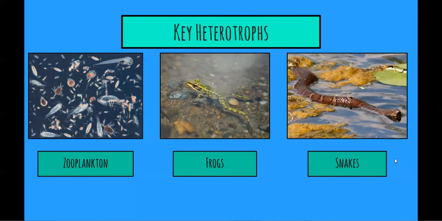Key heterotrophs. So zooplankton, the small zooplankton are eaten by the larger zooplankton, which are in turn eaten by small fish, aquatic insects, and so on. Freshwater zooplankton are found in the water in wetland areas.